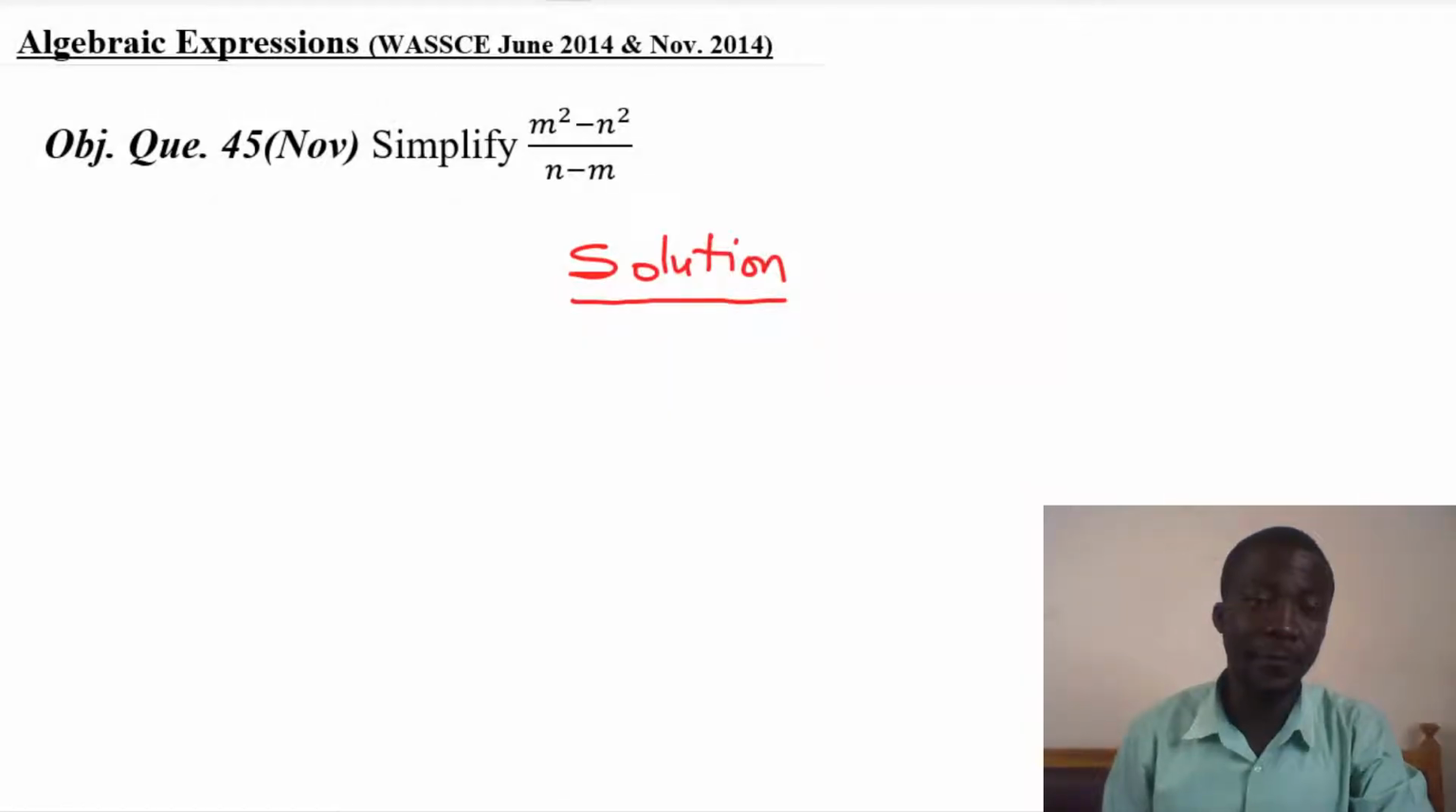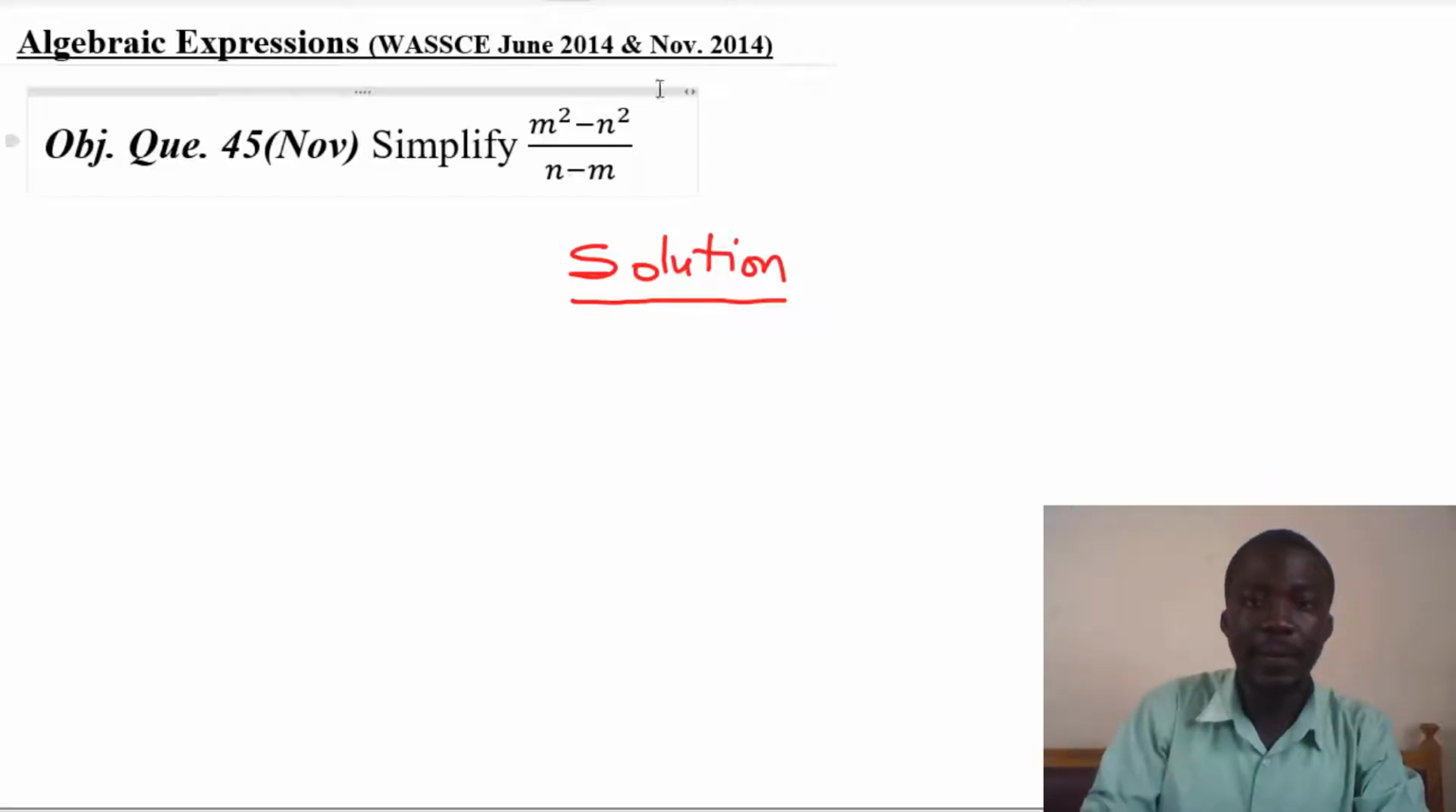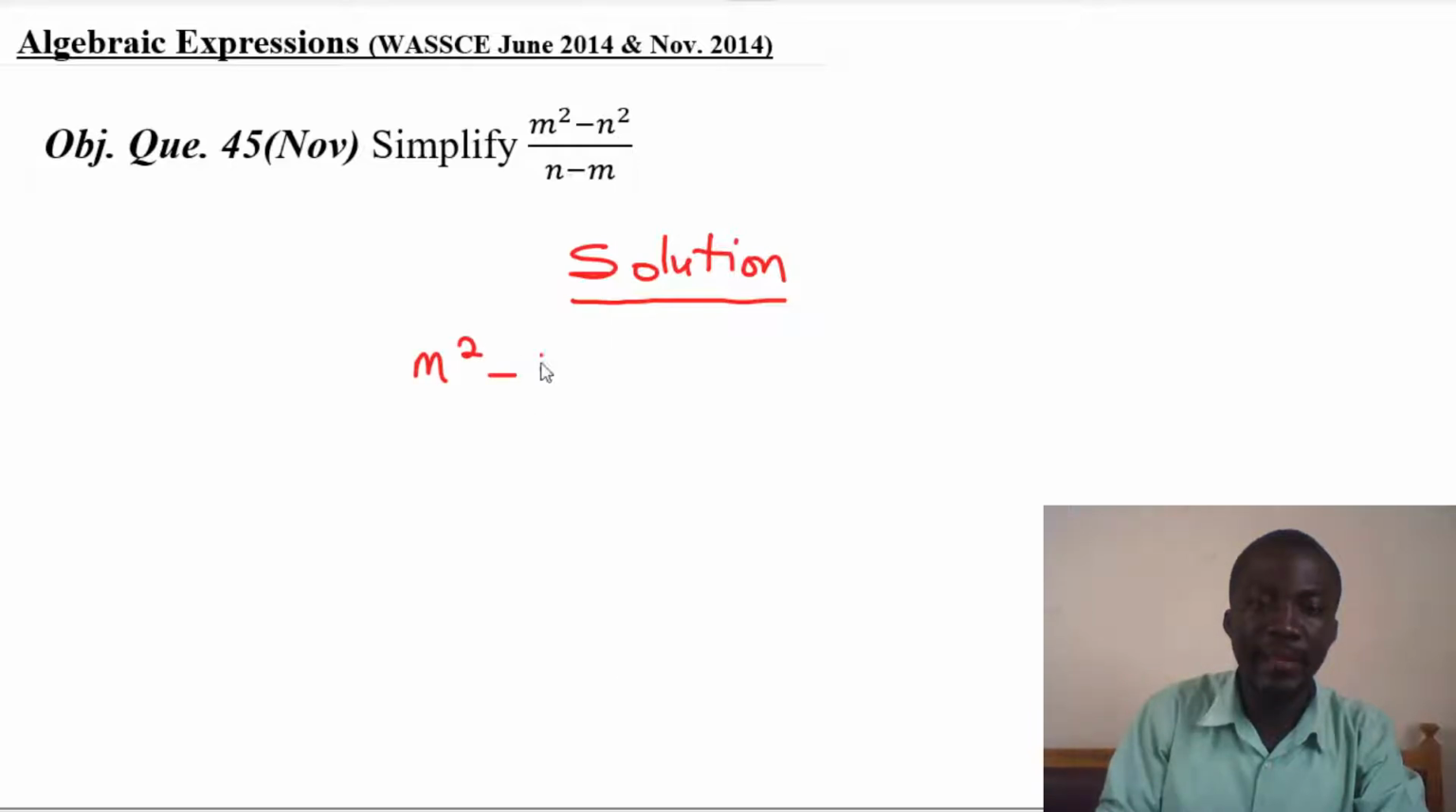In objective question 45, November, we have to simplify the expression m squared minus n squared divided by n minus m.